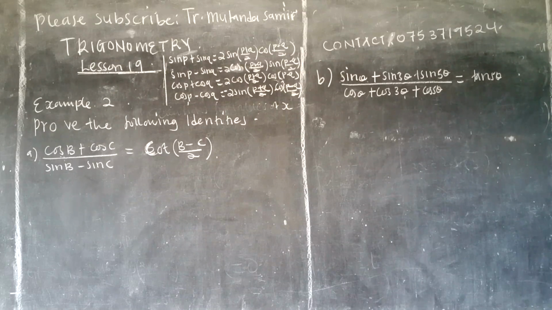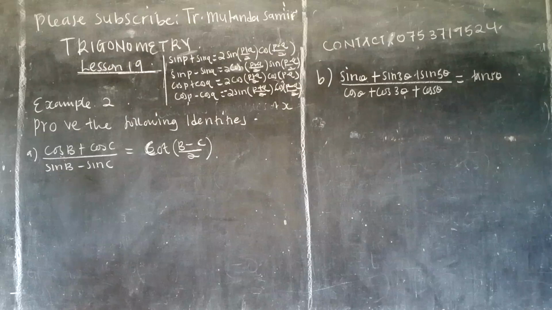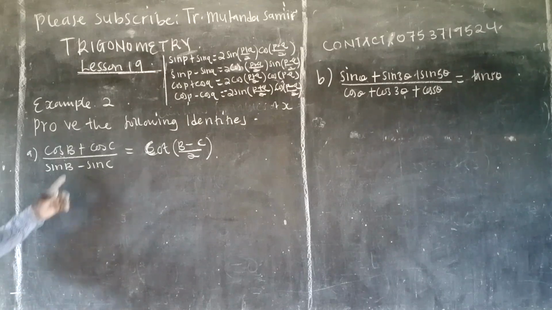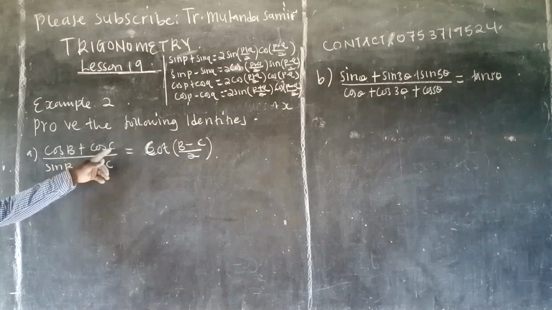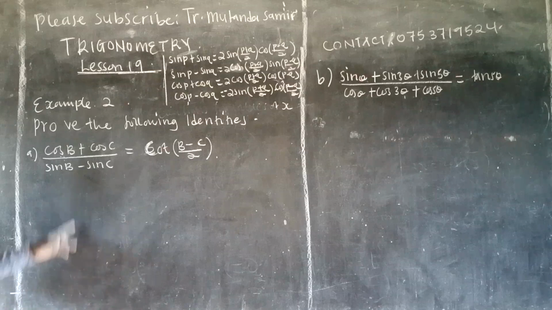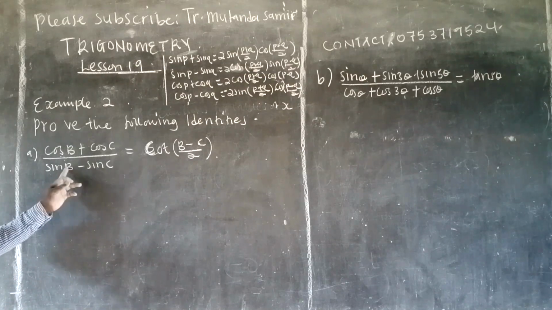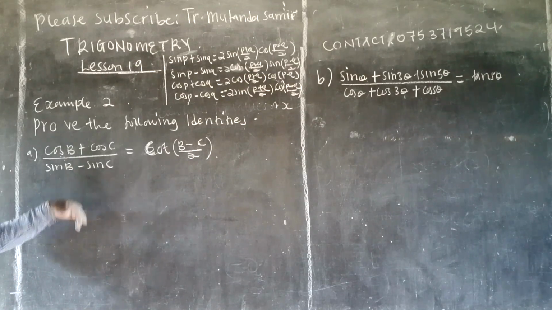All right, so let's now look at the proofs. Prove the following identities: (cos B + cos C)/(sin B − sin C) is equal to cot((B − C)/2). All right, I told you that each time you see the same trig functions with different angles, already think about the factor formula.